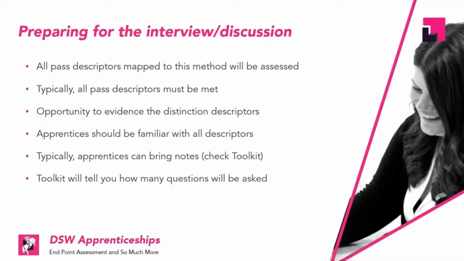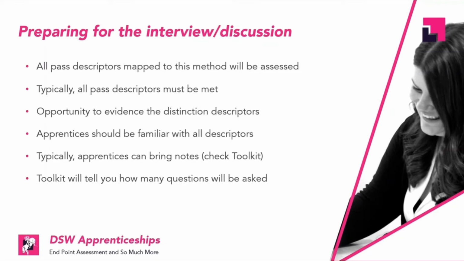So typically speaking, where there's an interview or discussion, the apprentice can take notes into the interview with them. But what I would say is check the toolkit, because there are one or two standards where it's clear in the assessment plan that they can't. So do check the toolkit to see what the rules are, but usually there's something in there that says they can bring in notes. Sometimes it says that they can take in a copy of their portfolio. I'm not sure how practical that is. Sometimes we have apprentices who like to take a copy of the pass descriptors or the learning outcomes with them. So check the toolkit, and it will tell you what the guidelines are.